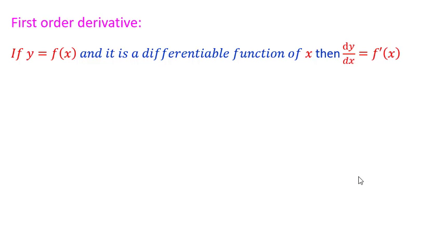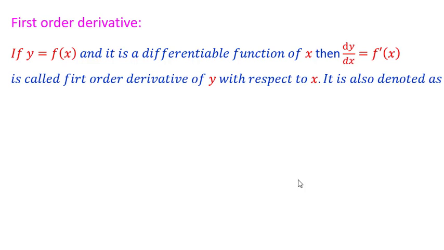Now let us understand what is first order derivative first. If y is equal to f(x) and it is a differentiable function of x, then dy upon dx is equal to f dash x, called the first order derivative of y with respect to x. It is also denoted as y dash or y1. So dy upon dx, f dash x, y dash or y1 are all nothing but various forms of writing the derivative of f(x) with respect to x. This is our first order derivative.